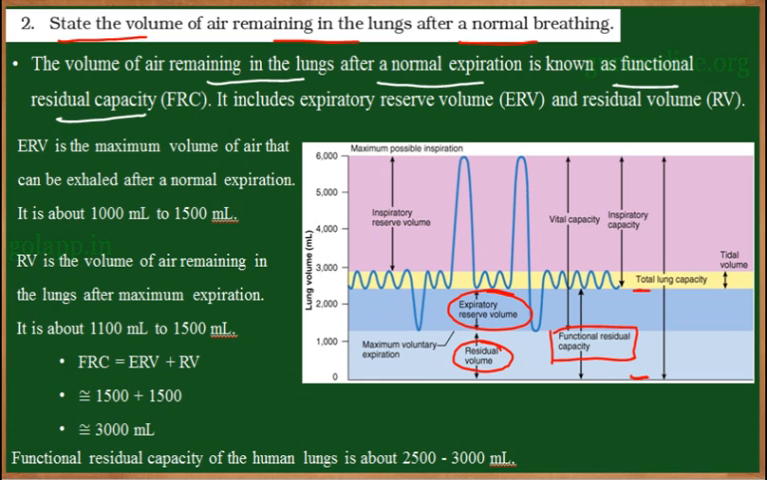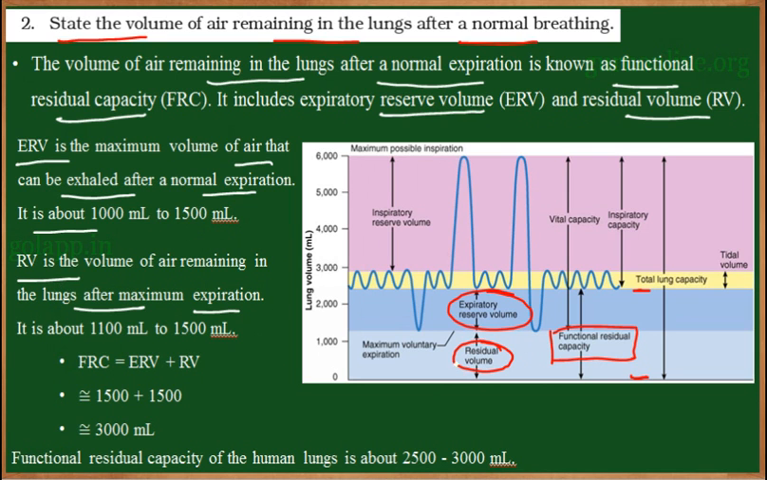So let's see what these are. ERV is expiratory reserve volume and RV is the residual volume. ERV is the maximum volume of air that can be exhaled after normal expiration. So after normal expiration, the amount of air which is given out is called ERV, that is expiratory reserve volume, and RV is the volume of air remaining in the lungs after maximum expiration. So after expiration, what air remains in the lungs is called RV, residual volume.